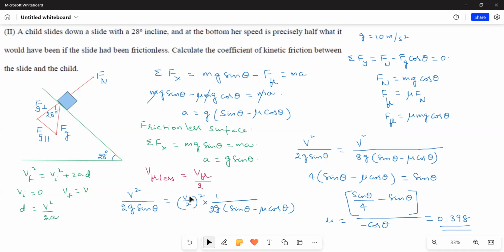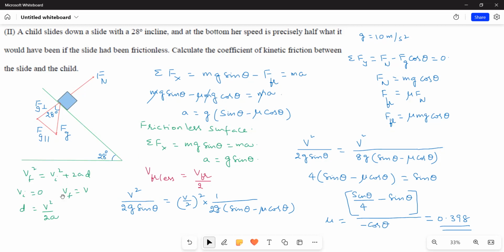Now we have to find out the velocity. How to find out the velocity? For that I use the kinematic equation: Vf squared is equal to Vi squared plus 2ad. Here initially the child is at rest and then slides down with a velocity V. Therefore Vi is equal to 0, Vf is equal to V, and d is the distance. Whether the surface is frictionless or with friction, the distance the kid slides is the same. That is how I equate the values and then try to find out mu.